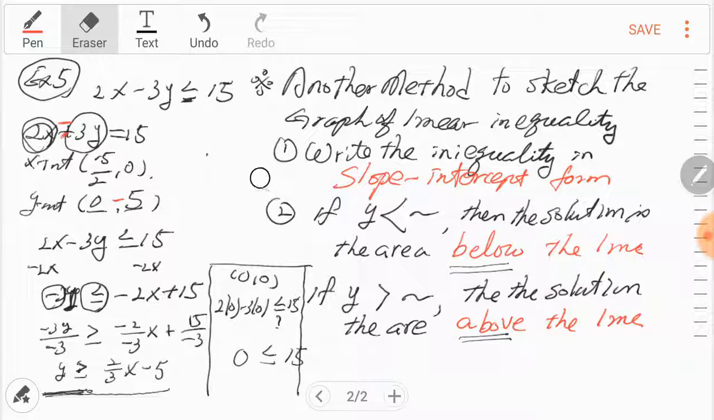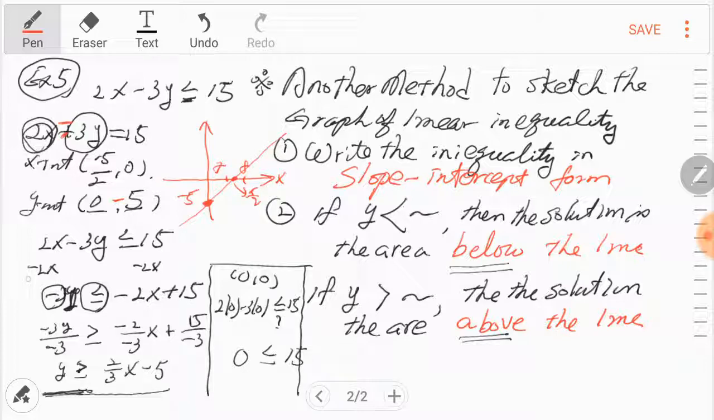So let me plot the points. The x-axis, y-axis. The x-intercept is 7.5, so that is 7.5. This is the x-intercept, 15 over 2. And the y-intercept is negative 5. This is the y-intercept. So draw a straight line, a solid straight line.